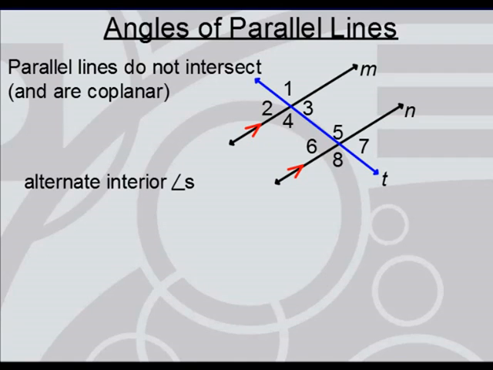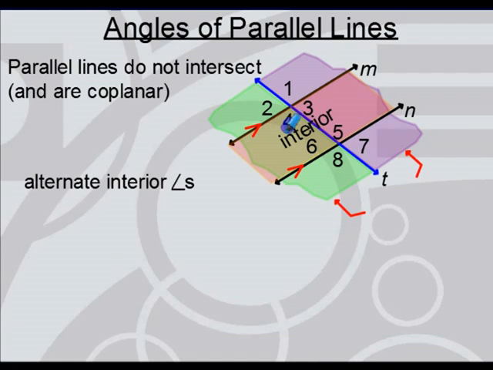Take, for example, alternate interior angles. Alternate interior angles are two angles that are in the interior. So we're talking perhaps angles 4 and 6 or 3 and 5, so any of these. And also on alternate sides of this transversal, which means that we have one to the left and we have one to the right.